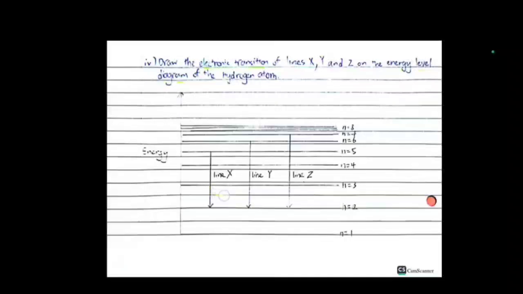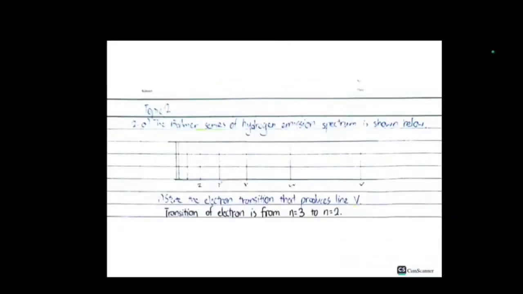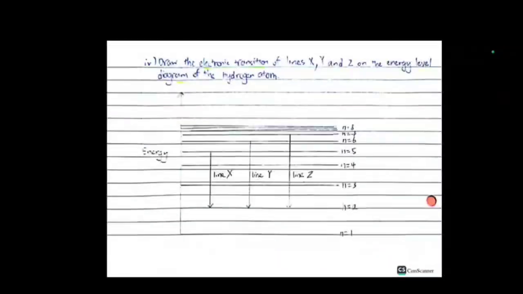And we know that line X is the third line in the Balmer series, line Y is the fourth line, and line Z is the fifth line in the Balmer series. So line X is the electrons falling from n equal to 5 to n equal to 2, line Y falls from n equal to 6 to n equal to 2, and line Z falls from n equal to 7 to n equal to 2. Remember to draw an arrow here and finally write the energy on all the energy levels. So that finishes question A, let's proceed to question B.